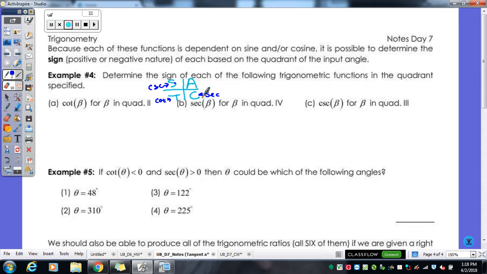So cotangent in quadrant 2, is that going to be positive or negative? Negative, because the only thing positive in quadrant 2 is sine and cosecant. So letter B, secant in quadrant 4, is it going to be positive or negative?